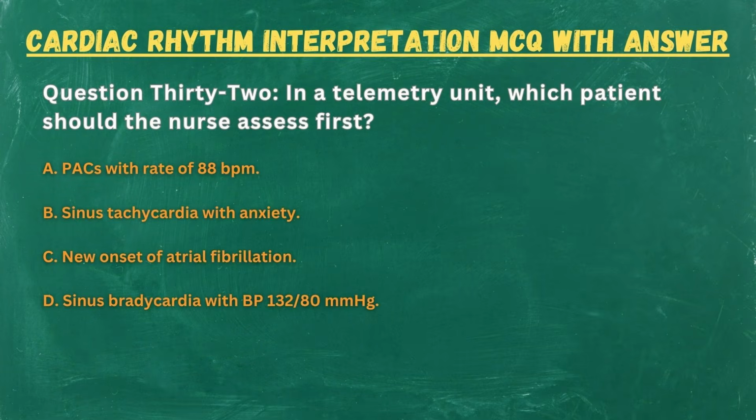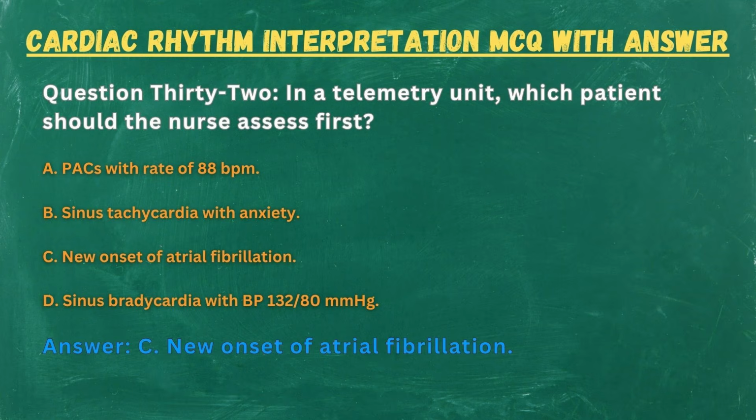Question 32. In a telemetry unit, which patient should the nurse assess first? A. PEA with rate of 88 BPM. B. Sinus tachycardia with anxiety. C. New onset of atrial fibrillation. D. Sinus bradycardia with BP 132/80 mmHg. Answer: C. New onset of atrial fibrillation.